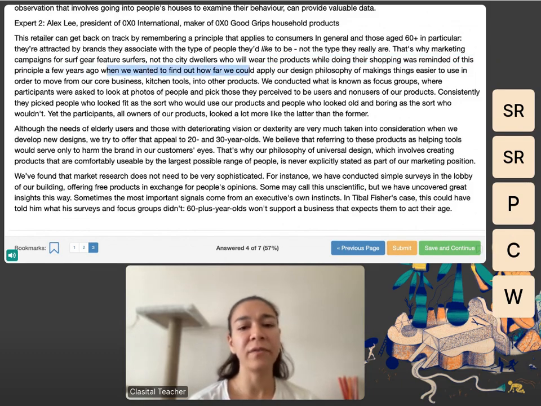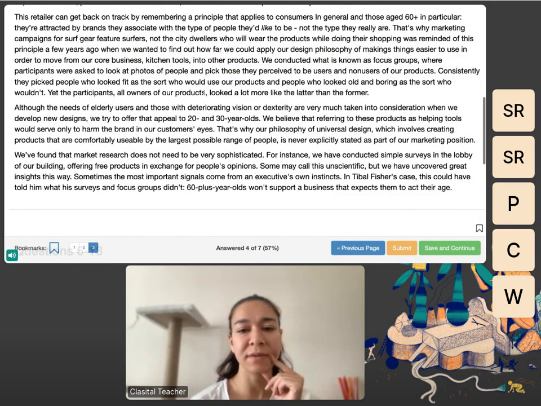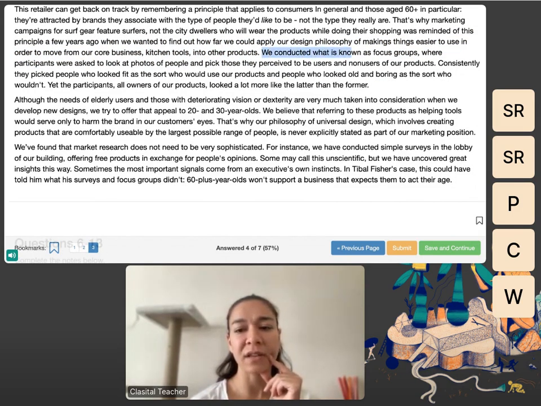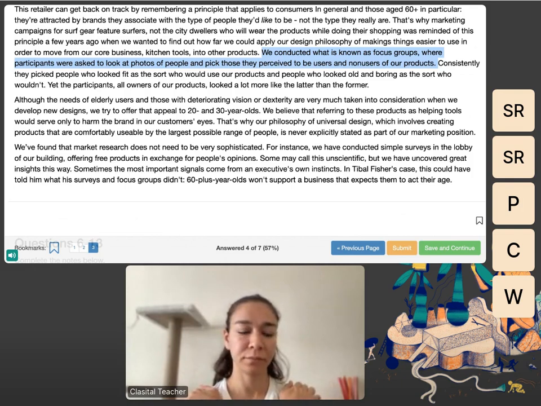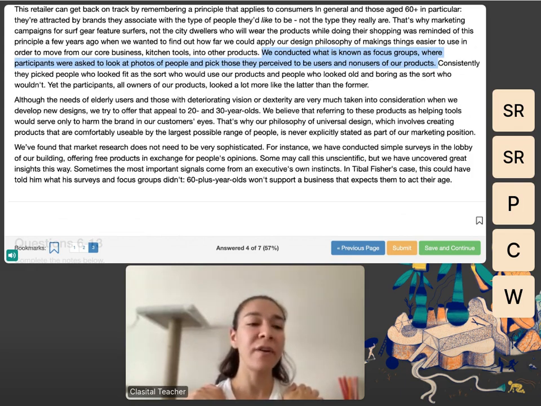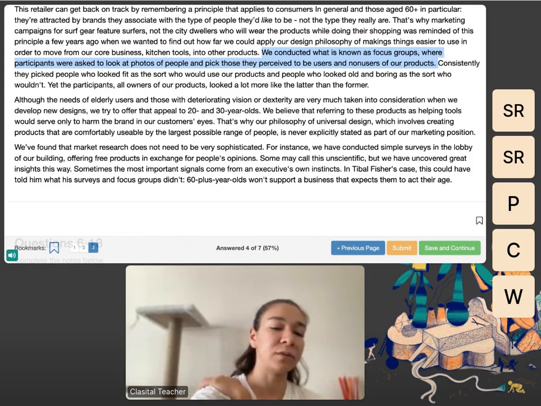When we want to find out how far we could apply our design philosophy of making things easier to use, for example kitchen tools, we conducted what is known as focus groups, where participants were asked to look at photos of people and pick those they perceived to be users and non-users of our products. What did they do?